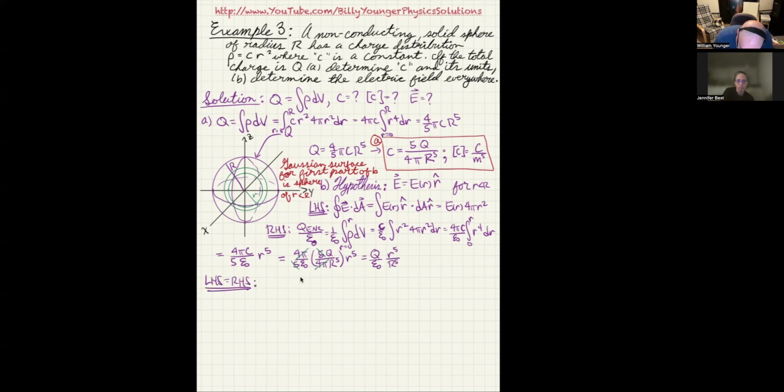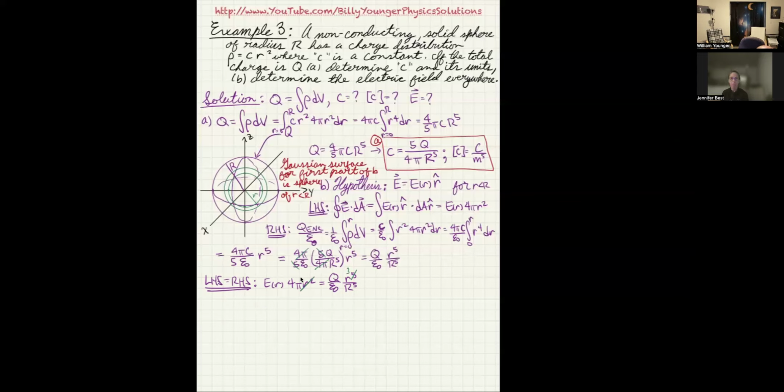And what we get is E of r times 4 pi r squared. As always, it's an electric field times an area is equal to q over epsilon naught, r to the fifth over big R to the fifth, which is just a constant, don't forget. But now what you can see is the r to the fifth is going to cancel out the r squared and just leave a cube over here.